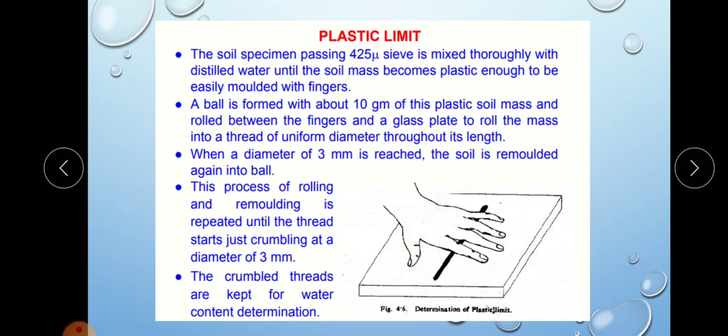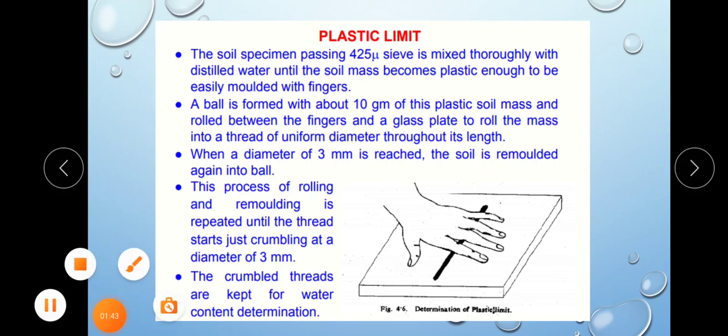So this is the glass plate, and we are rolling the ball between the fingers and the glass plate to roll the mass into a thread of uniform diameter throughout its length. Using that ball, we make a soil thread of uniform diameter, and when the diameter of this soil thread reaches 3 mm, the soil is remolded again into a ball, and the process of rolling and remolding is repeated until the thread just starts crumbling at a diameter of 3 mm. That water content is the plastic limit.